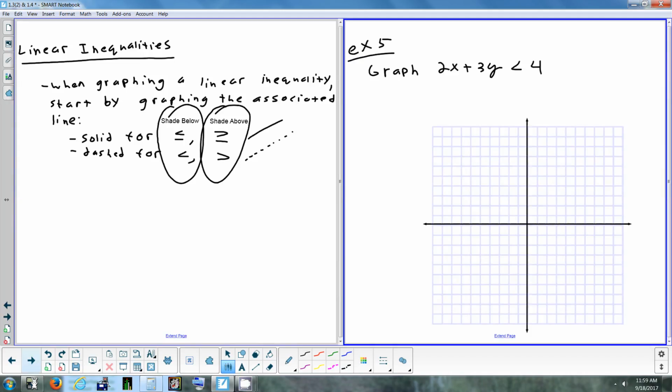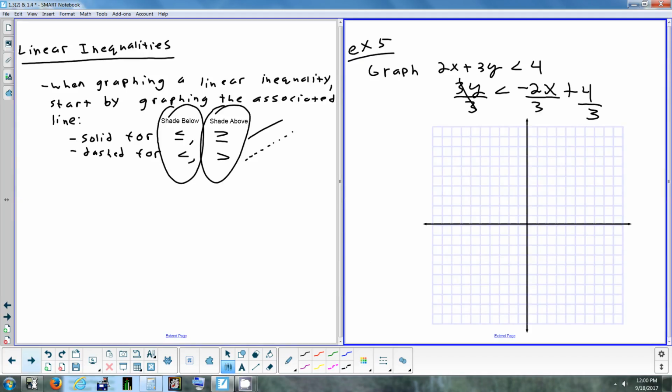All right, Ezekiel, can you tell me what I would want to do first to graph that? Yeah, there's different ways you can do it, but that is one way. Get it into slope-intercept form. And what would your first step be? Perfect. I'm going to move over the 2x. So 3y is less than -2x plus 4. And can you give me my last step? Divide by 3, 3, and 3.